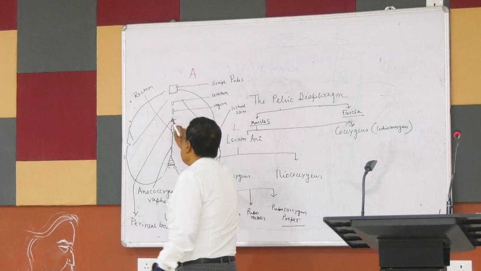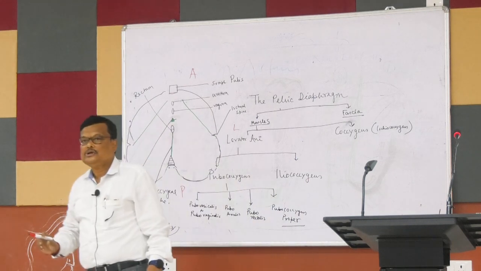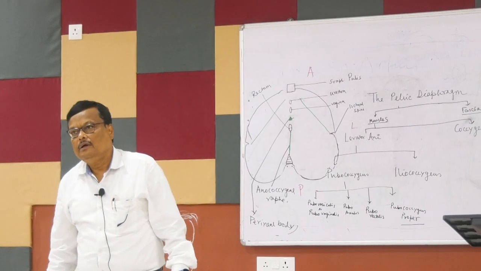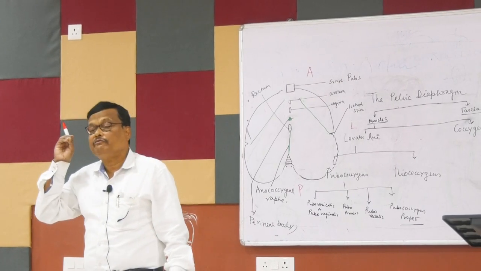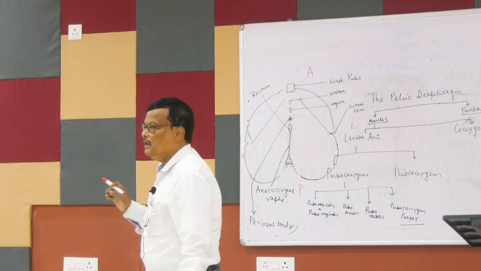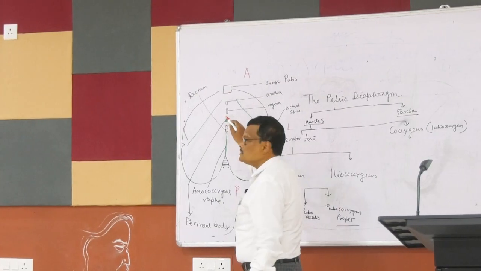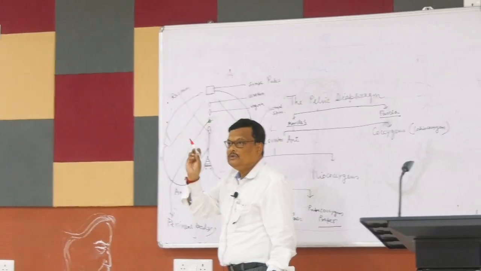Then this is a fibromuscular node-like structure. Already you know your perineum class. This is the perineal body. It's a very important structure. Perineal body, fibromuscular structure. So many muscles are inserted here within this small nodule.